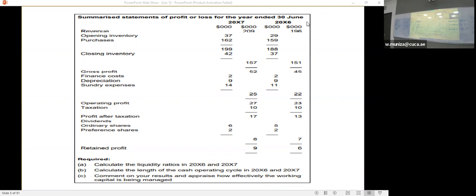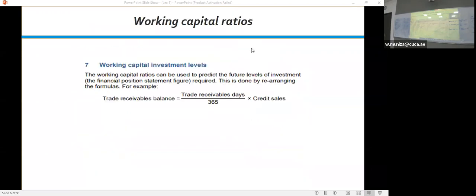So this is how you are going to appraise the performance. Only the calculation is not enough in the exam. You need to interpret and comment well in the examination.